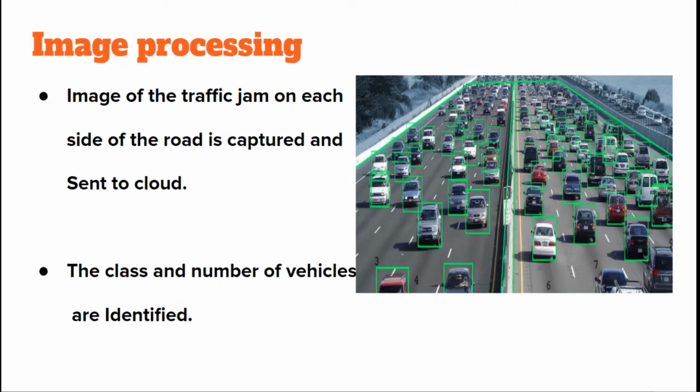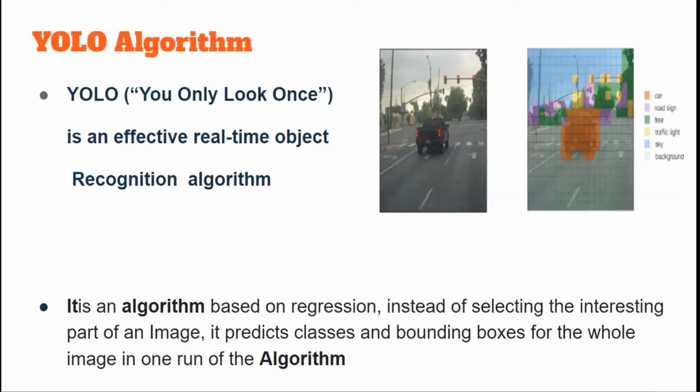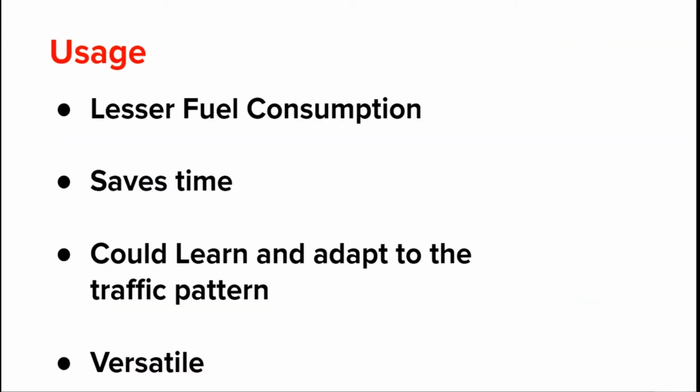Here, the classes and the number of vehicles have been identified. The class of a vehicle has been identified by an algorithm called the YOLO algorithm. YOLO means you only look once. It is a machine learning algorithm used to detect the class of an object and its bounding box in a fast and accurate manner. YOLO doesn't search for particular objects in an input image. Instead, it splits the image into cells and determines the probability that a particular cell contains a certain class. And finally, the class with the maximum probability is chosen.